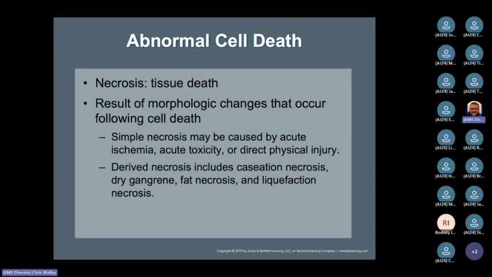Simple necrosis refers to an area of necrosis where gross and microscopic tissue and some of the cells are still recognizable. It may be caused by acute ischemia, acute toxicity, or some direct physical injuries. You also have diverted necrosis, which includes caseation necrosis, dry gangrene, fat necrosis, and liquefaction necrosis.